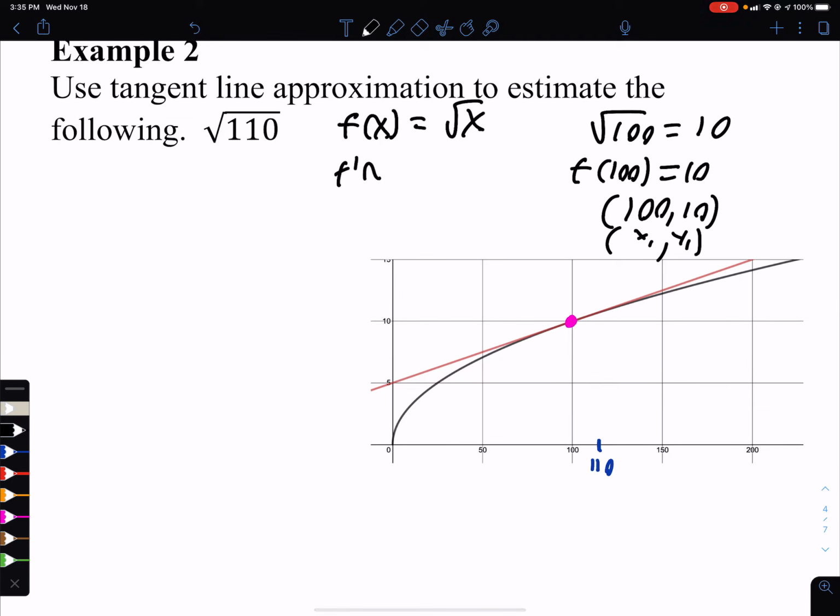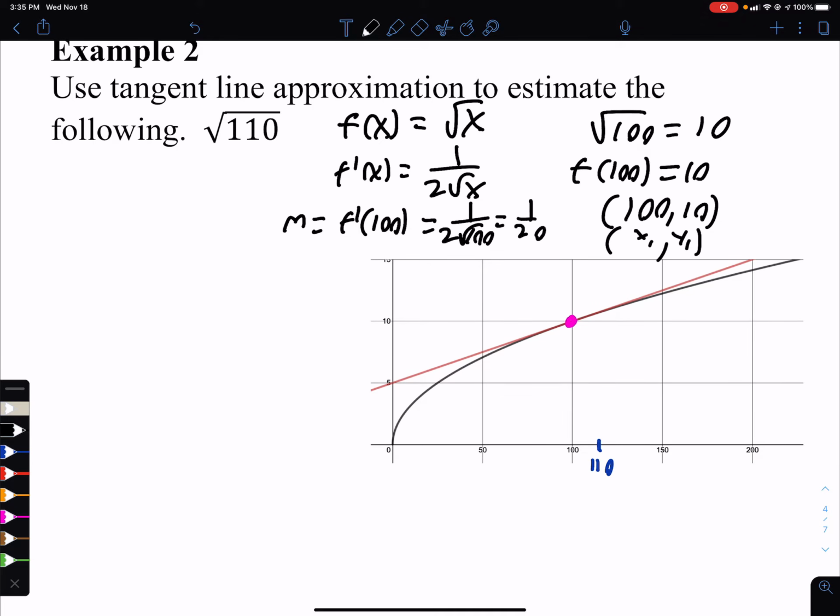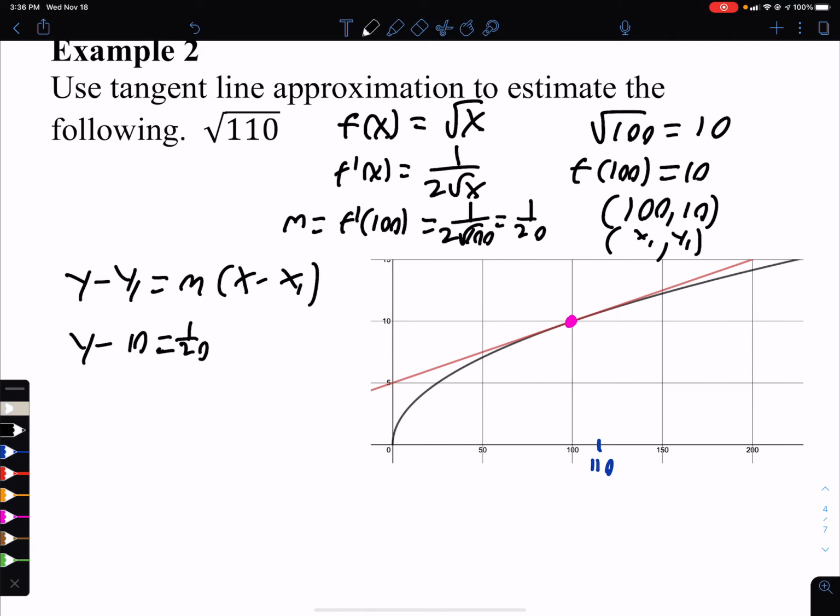Now the derivative will give us our slope, but you know that's 1 over 2 radical x. Well, I hope you know. So the slope will be the derivative at 100, which is 1 over 2 radical 100, which is 1/20. So we do our equation, and I know my y1 is 10, my slope is 1/20th, and my x1 is 100.